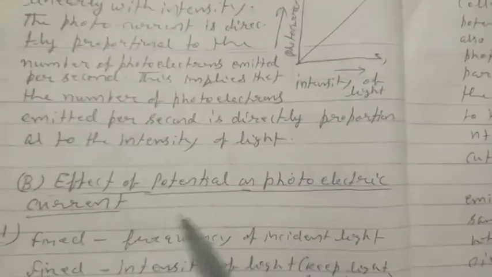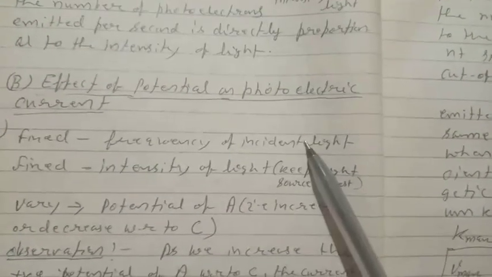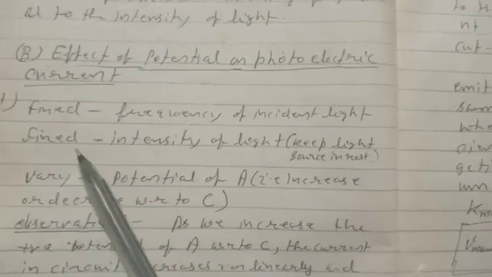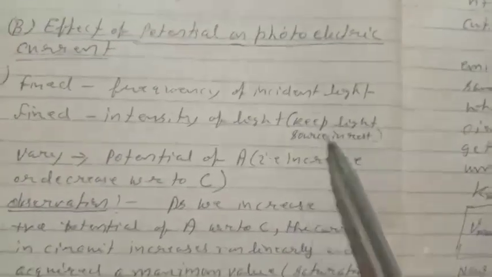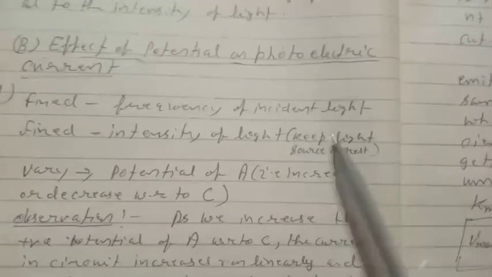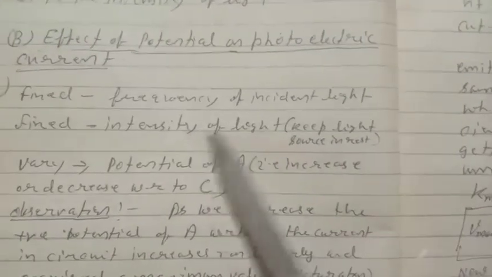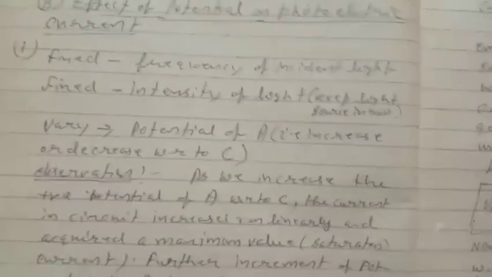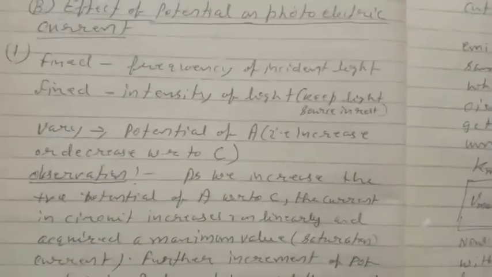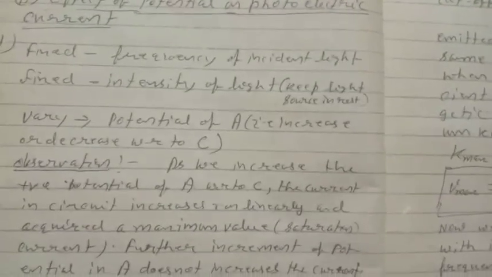Now B. Effect of potential on photoelectric current. For it we have to fix the frequency of incident light, that is we have to choose a single colored light, and have to fix the intensity of light, that is we keep the light source at a fixed distance, we do not move the light source, so intensity will be constant. And vary the potential of A, that is increase or decrease it; for this a variable potential, a potentiometer, is used.